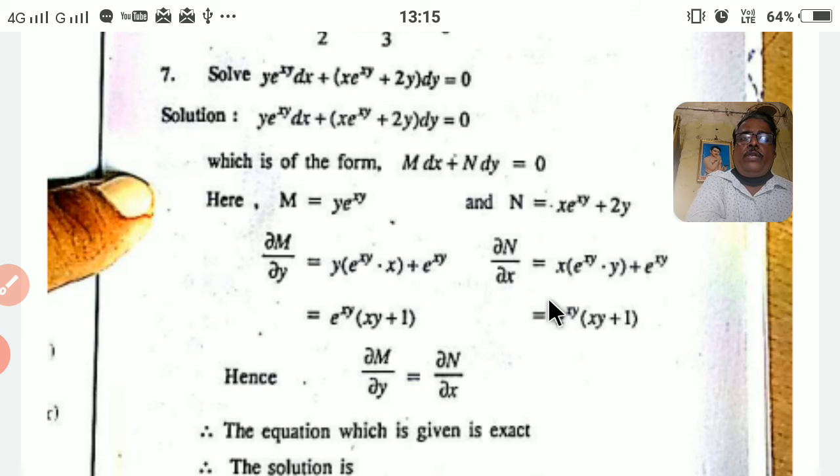So ∂M/∂y you will get. Now see whether ∂M/∂y and ∂N/∂x are equal or not. If they are equal, then the given differential equation is exact, and then we find the solution. If ∂M/∂y is not equal to ∂N/∂x, then clearly it is not an exact differential equation, and don't go for the solution. Write as it is, that is, the given differential equation is not exact.